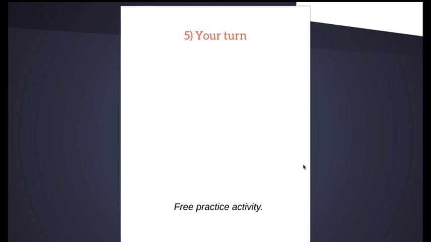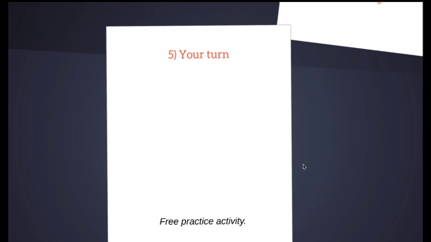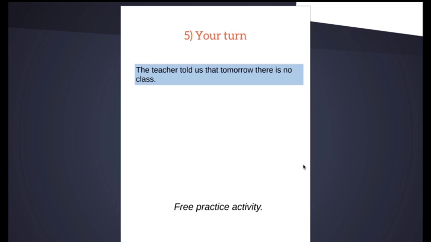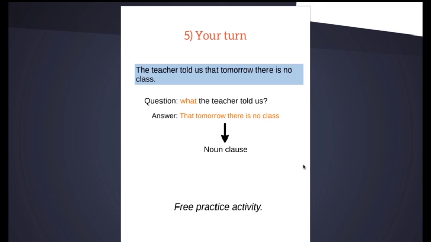Now let's try doing an exercise here. Okay, like we did before, we are gonna do it now. The teacher told us that tomorrow there is no class. Yes. Now you can make one of the questions and you are gonna discover which one is the main clause and which one is our dependent clause, that in our case is our noun clause. So the question is, what did the teacher tell us? That tomorrow there is no class. So this is our dependent clause. So it's our noun clause.